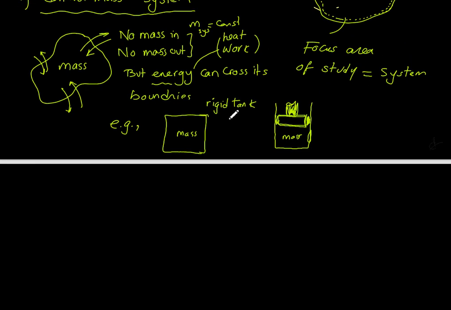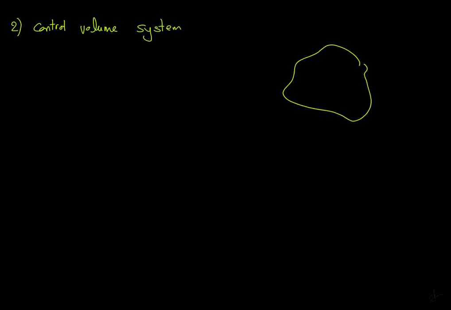The second type of engineering system that we use a lot is called the control volume system. Let me write that down. Control volume system, that's system number 2. So if I draw that irregular shape here, that's my system.